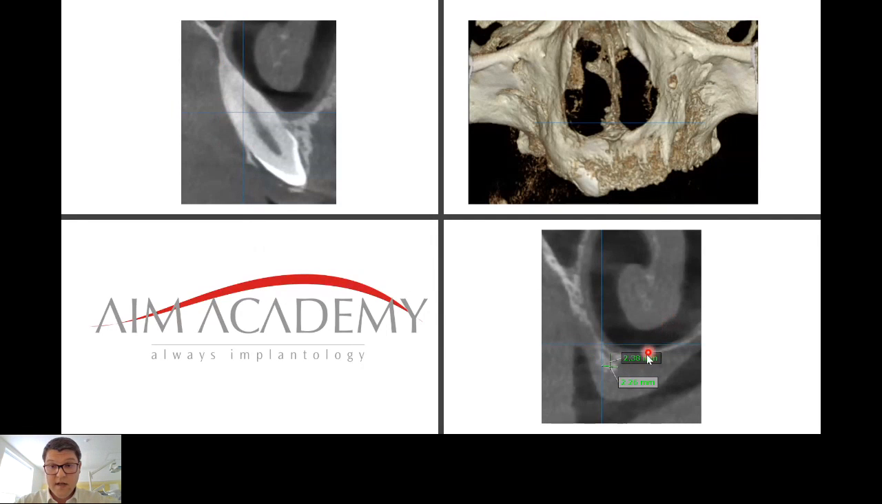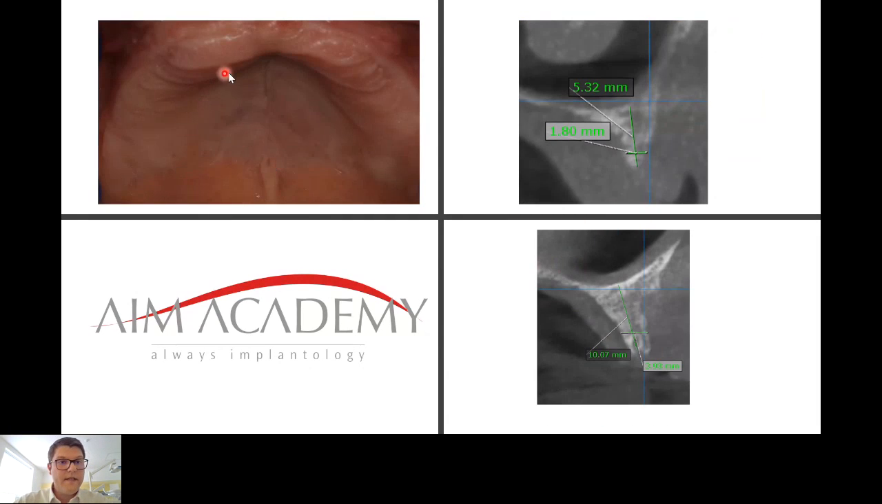When I start, I try to find the bone. Where is the bone? So I start measuring. You can see here we have 2.3 millimeters in height, 2.26 millimeters in depth. This is the nasal cavity. This is the maxillary sinus. This is the clinical case.